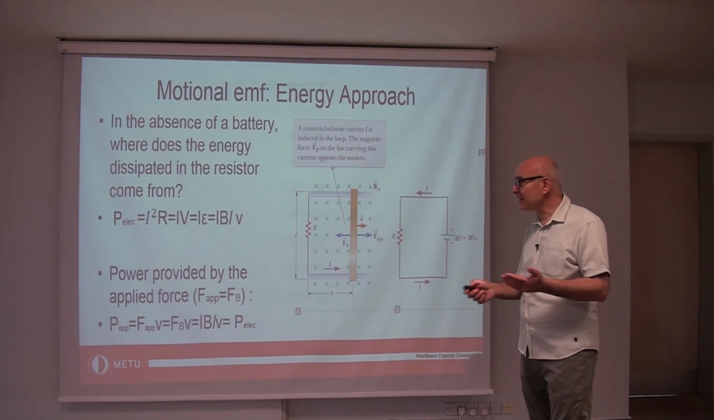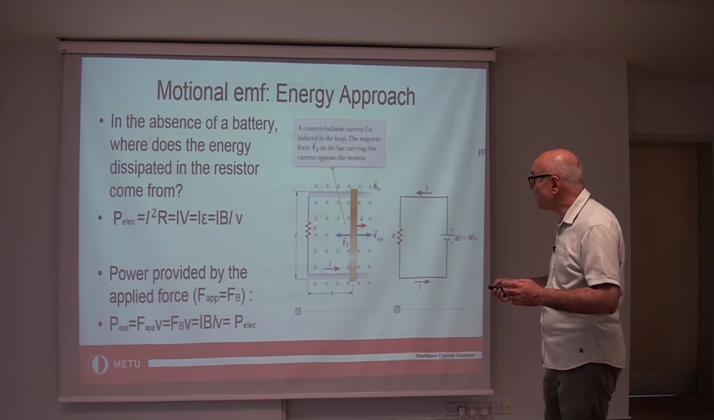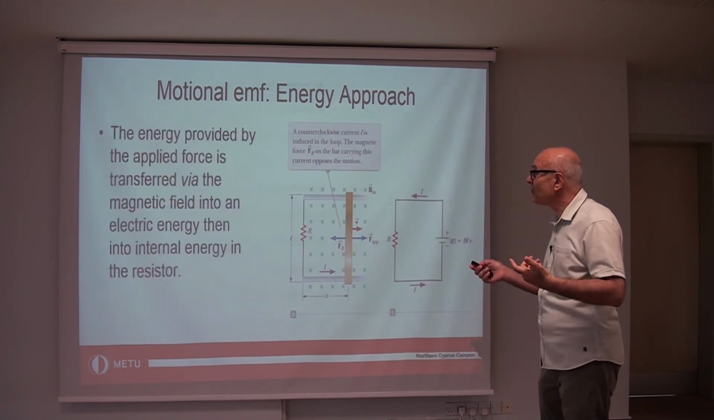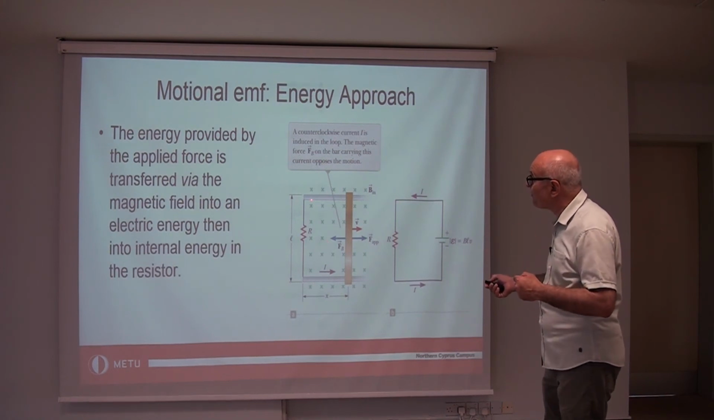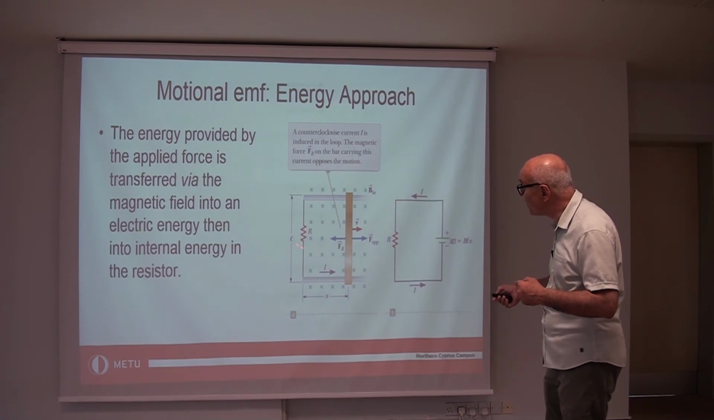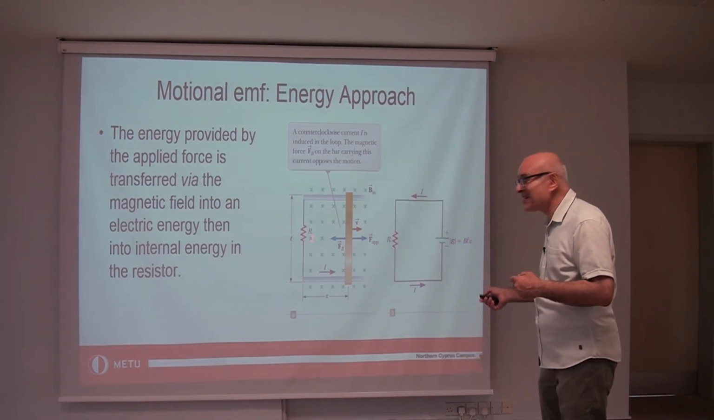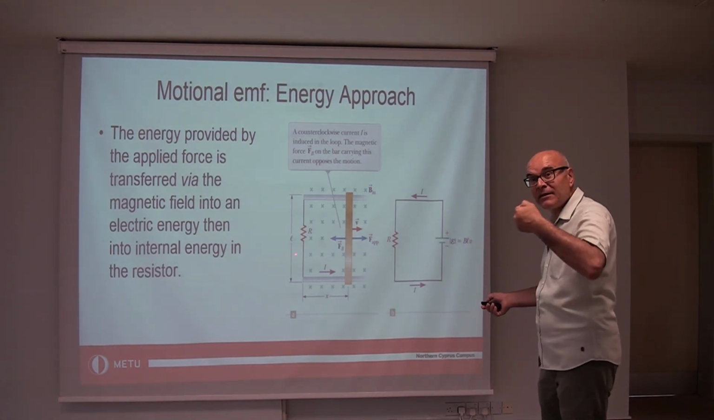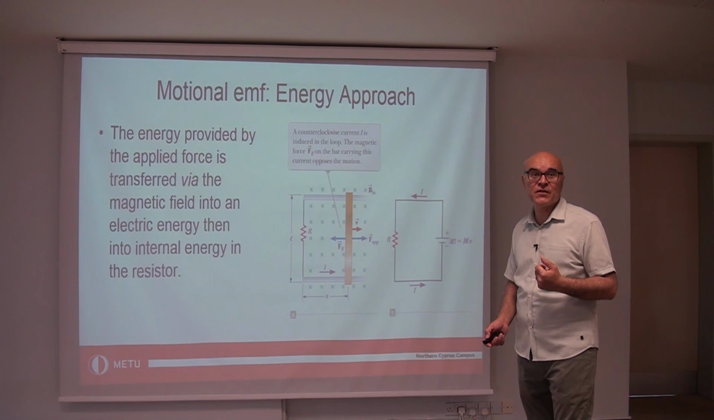So we can see now electrical conservation of energy. The energy that is dissipated by the resistor here comes from the energy provided by this applied force. This is the conclusion: it is transferred via the magnetic field environment into electrical energy and then into internal energy dissipated in the resistor. So the energy dissipated in this resistor has its origin in the work done by the external applied force to move this bar. This is the energy transfer that is taking place.